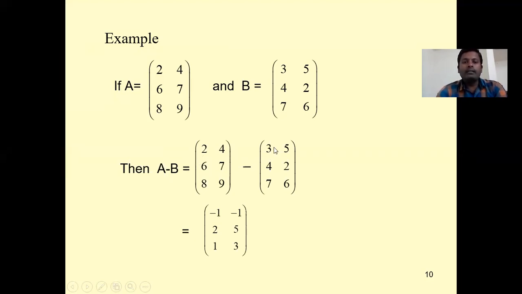2 minus 3, we get minus 1. 4 minus 5, we get minus 1. 6 minus 4, 2. 7 minus 2, 5. 8 minus 7, 1. 9 minus 6, 3.